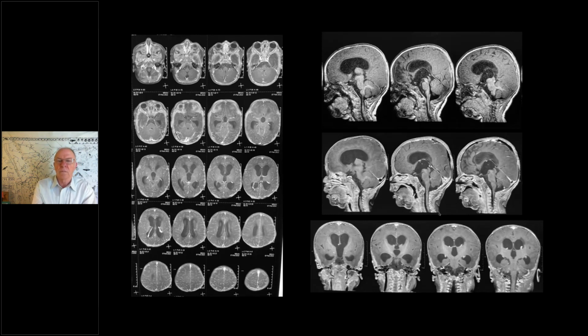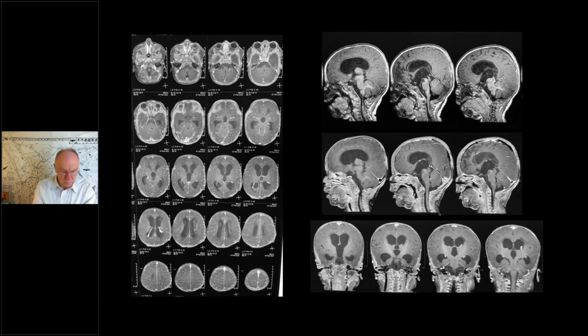Okay. We can plan that, of course, and maybe it will yield an organism also, which we may not get in the lumbar CSF. But the only reason I wanted to present this is maybe we'll have a follow-up MRI later and see whether this improves or not.